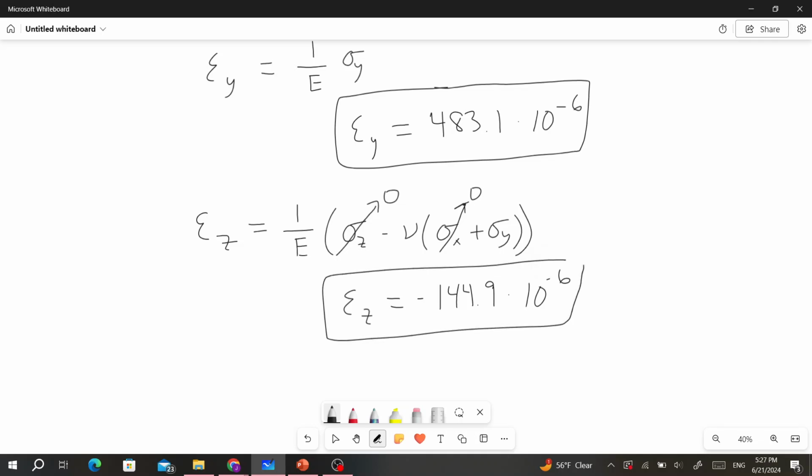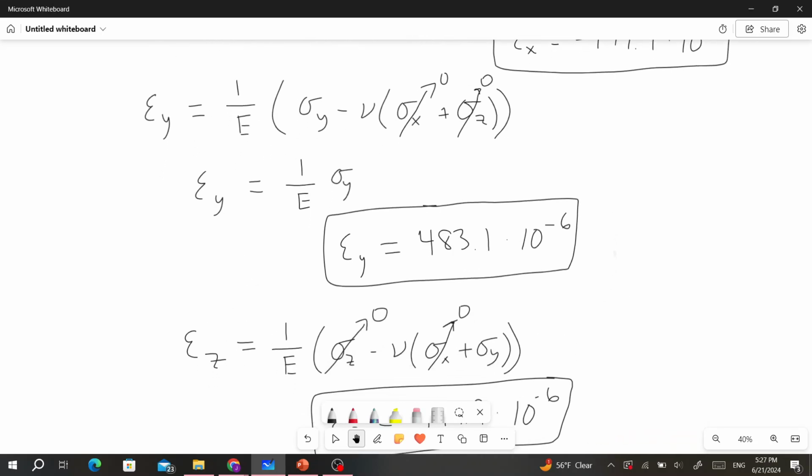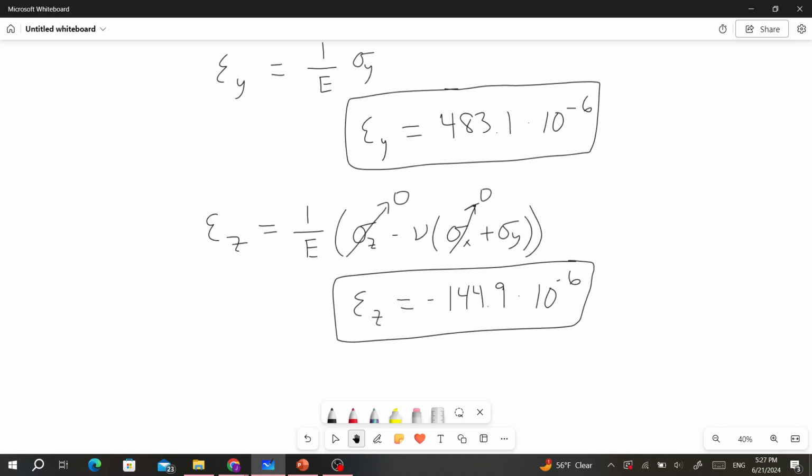Okay, and so this makes sense, right? Epsilon z is equal to epsilon x, right? That makes sense. This is an isotropic bar, so the Poisson's ratio doesn't vary with direction, and neither does the modulus of elasticity. That doesn't vary with direction. So it makes sense that epsilon x and epsilon z should both contract by the same amount when there's a uniaxial tensile stress in the y direction. Okay, so that's how we use the generalized form of Hooke's law in 3 dimensions.